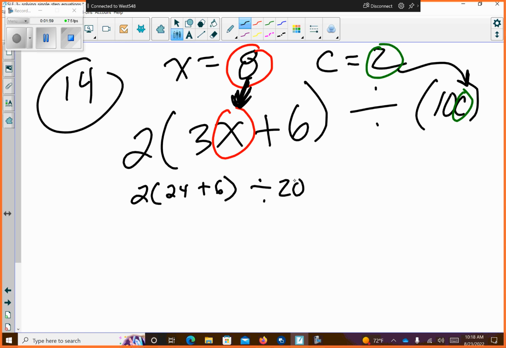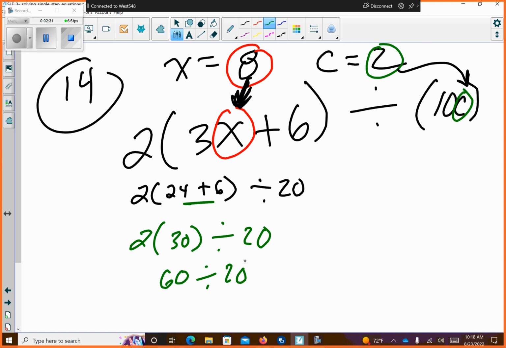All right, so order of operations would suggest that we add 24 and 6 together, so we got that right here. That's going to give me 2 times 30 divided by 20. I have multiplication and division on the same line, so we're going to go from left to right. Going left to right, I'm going to go 2 times 30. What is 2 times 30, my friends? 60.